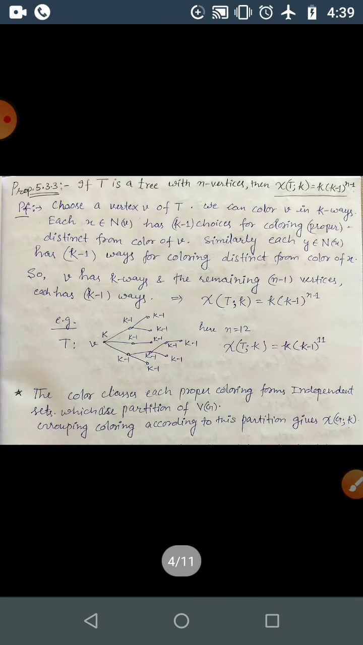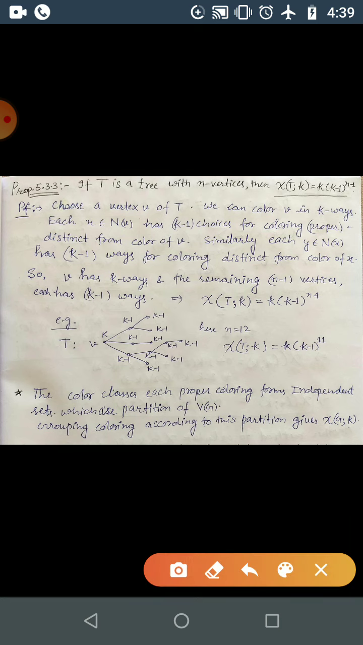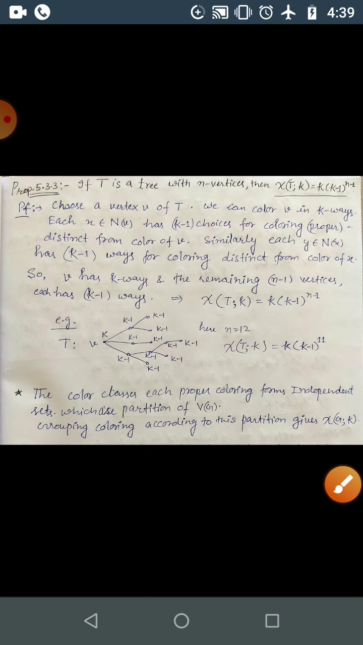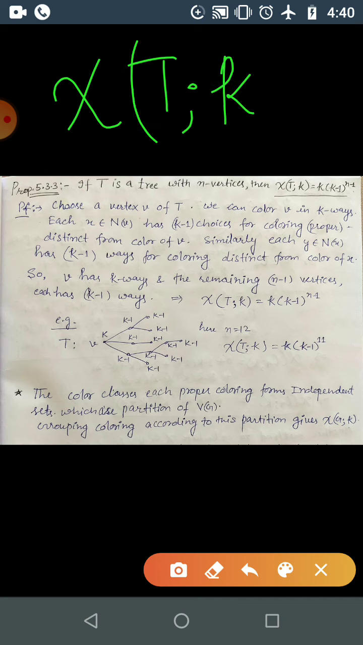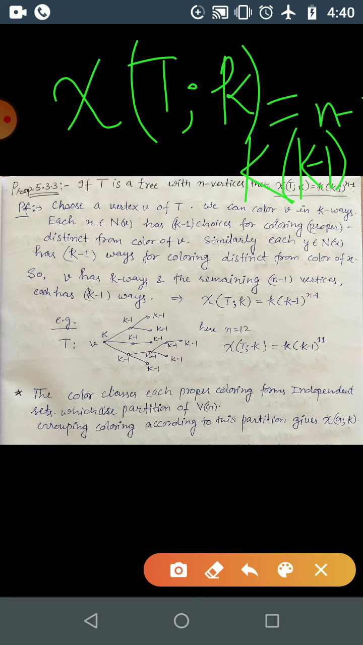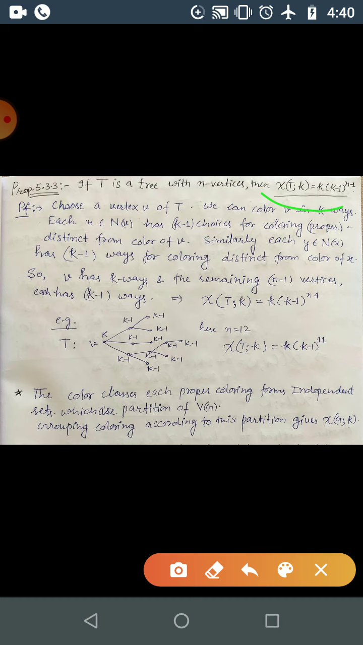Now come to a proposition. If T is a tree with n vertices, that is, a tree of order n is given, then the chromatic polynomial of this tree when you choose among k colors will always be k into k minus 1 raised to power n minus 1.